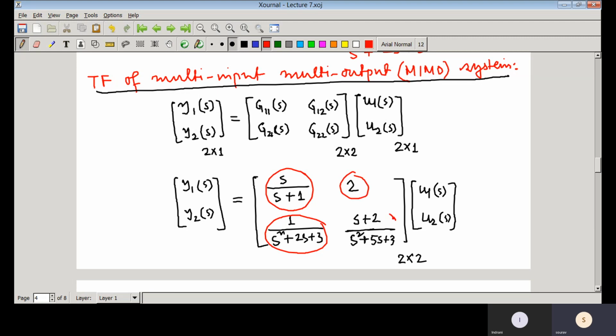So it is a static gain. That means in this case, you can see here G12 is 2, G11 is s by s plus 1. Similarly, G21 is this one and G22 is this one. That means in case of a multi-input, multi-output system, whenever you are writing a transfer function matrix, each element is a transfer function. I hope from this particular example, it is clear.